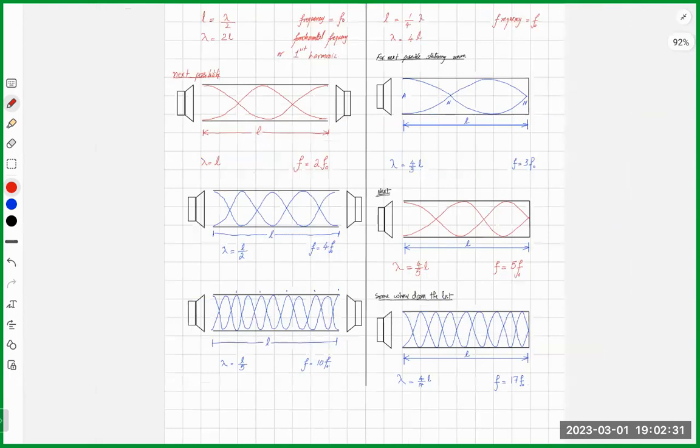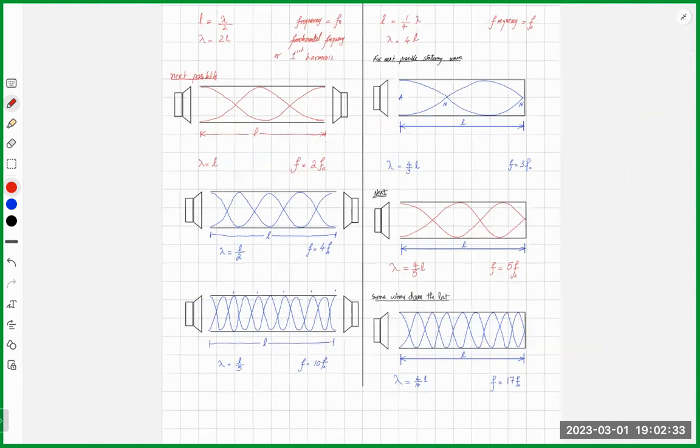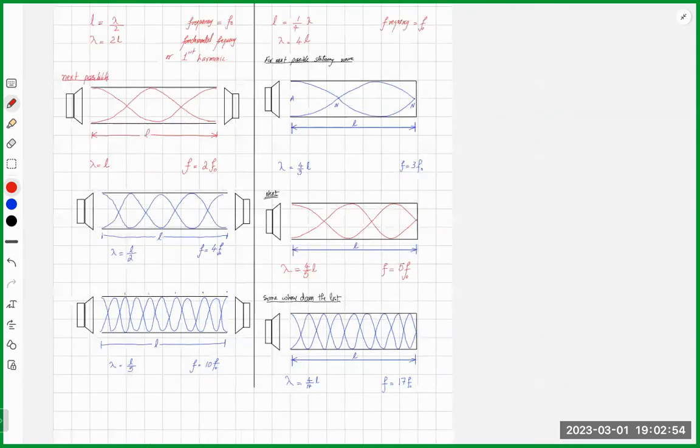What are the uses of establishing stationary sound waves in a pipe? One is that we can use this apparatus to find out the wavelength of sound, which is not an easy thing to measure. But if we use the stationary wave phenomenon, we can measure the wavelength of sound. Let's see how.